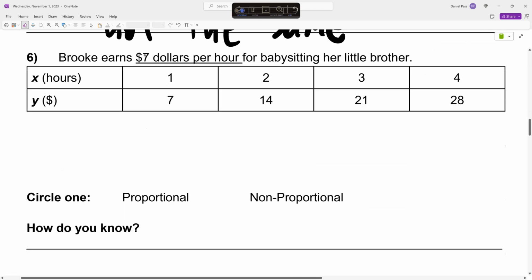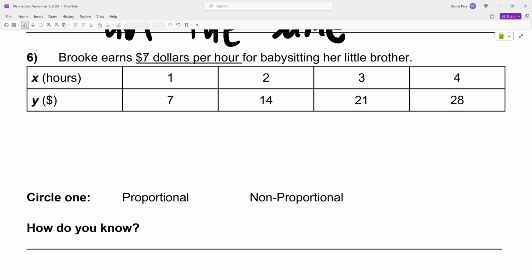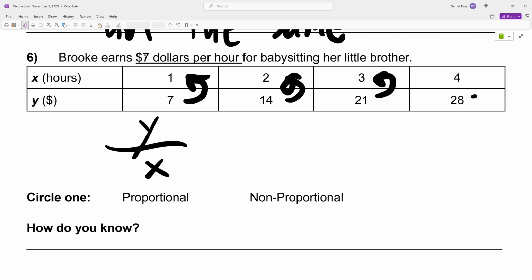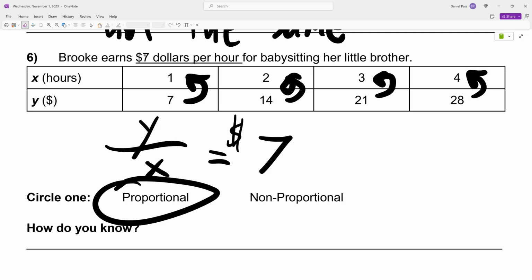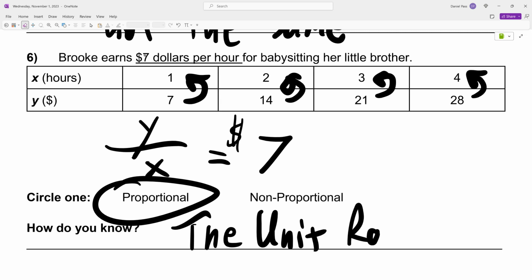Okay. How do you do number 6, sir? Well, I divided all the y's by the x's on top of them. Good job. So it's always y over x. 7 divided by 1, 14 divided by 2, 21 divided by 3. And did they all make the same answer? Yes, they all make 7. So $7 per hour. That means you're not making any money at all almost. Okay, so it's proportional. How do you know? Because the unit rate is the same. Good.